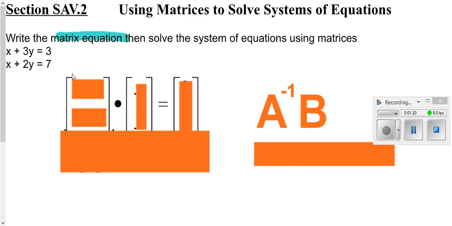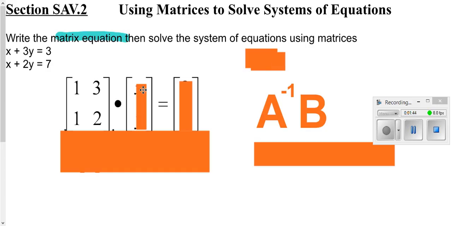Now, matrices have square brackets. So we're going to have a matrix for the numbers in front of your variables. There's a 1 in front of this x, a 3 in front of this y. So that's why I have a 1 and a 3. There's no plus, there's no comma, there's just a space in between. Next one down, there's a 1 in front of the x, a 2 in front of the y. So I'm going to put that underneath.